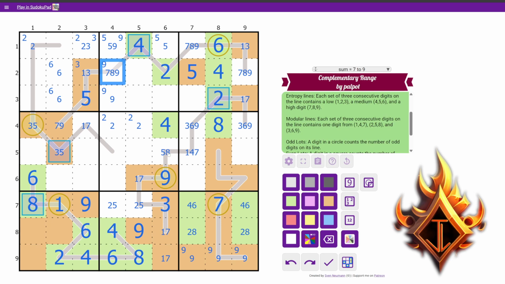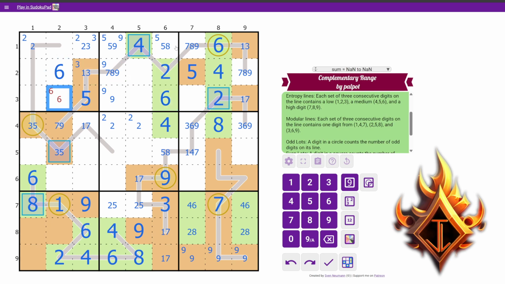One, two, three, 4, 5, 6, 8. This is 5 or 8 only. Oh, that is 5 or 8 only. This one is 5 or 8 only. This must be a 6. Now we get the 6 there.